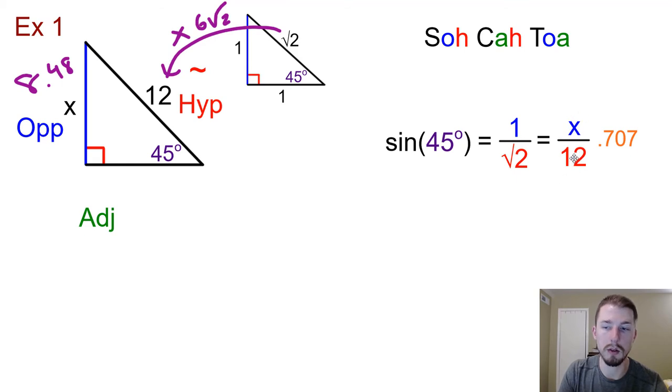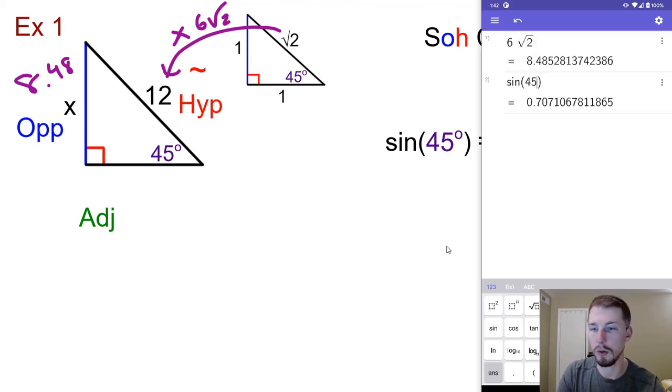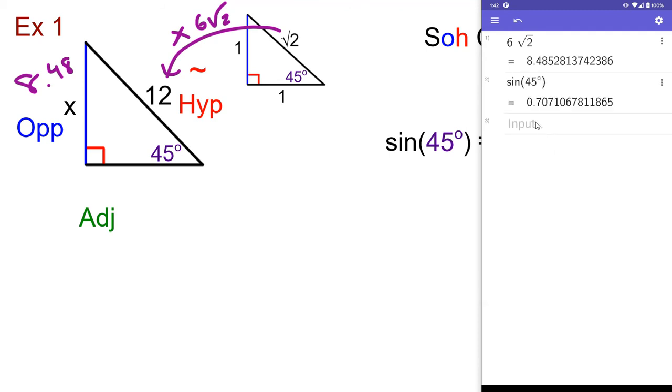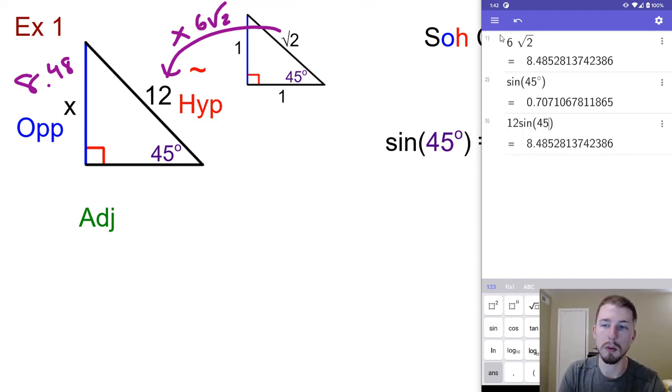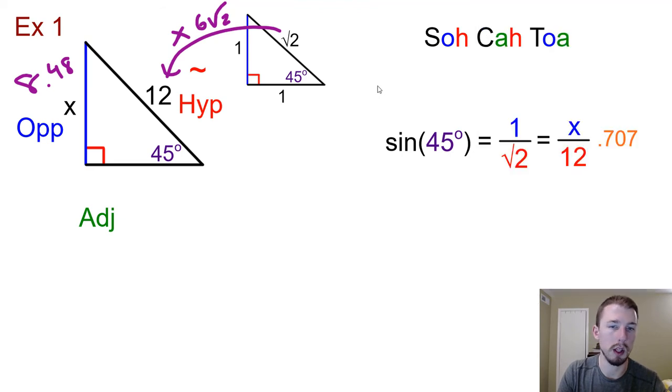So the only thing we have to do now to solve for x is to multiply that ratio times 12, which really is kind of like multiplying it by our scale factor. So if we multiply the sine of 45 times 12, 12 sine 45 would give us the 8.48, which is the same thing that we had here from solving it with the special right triangle 1, 1, radical 2.